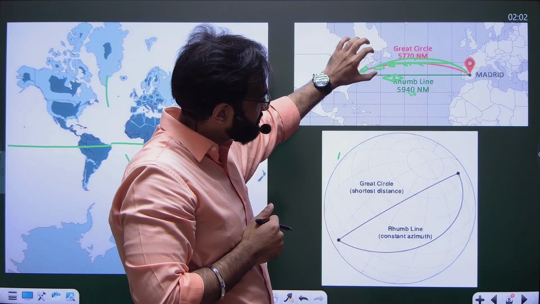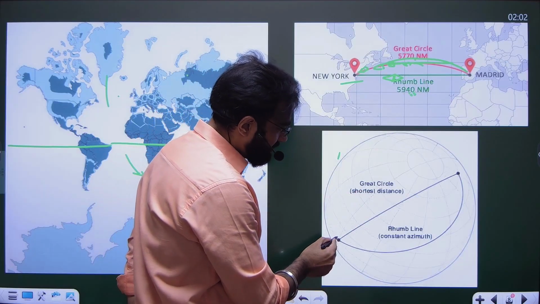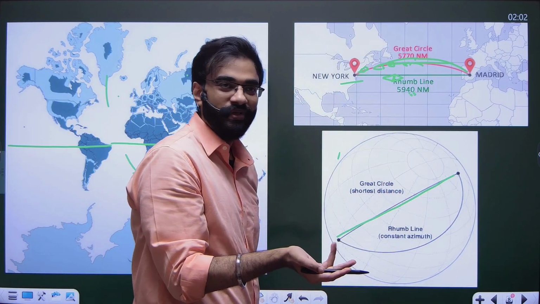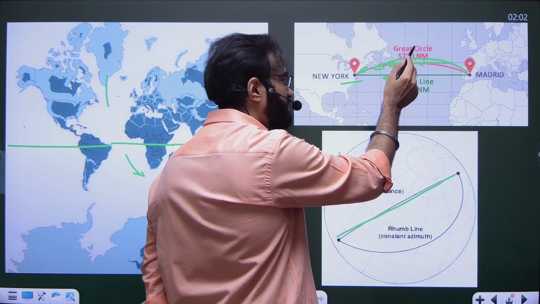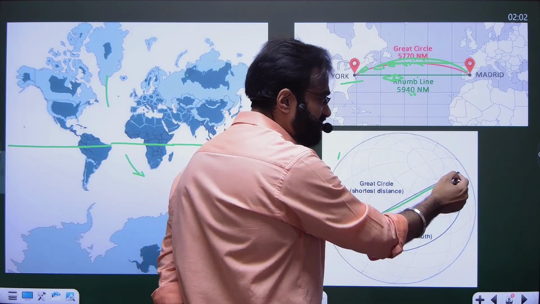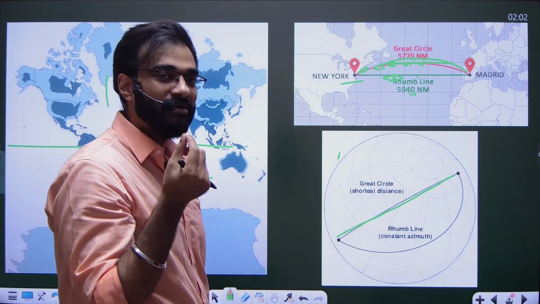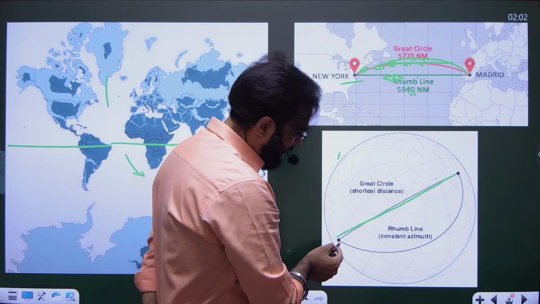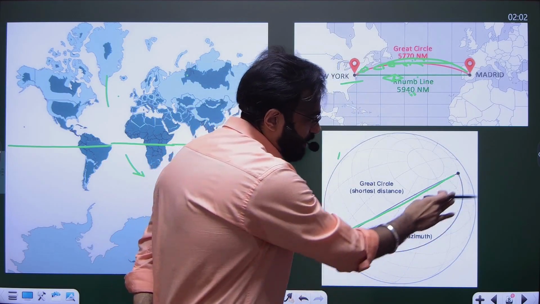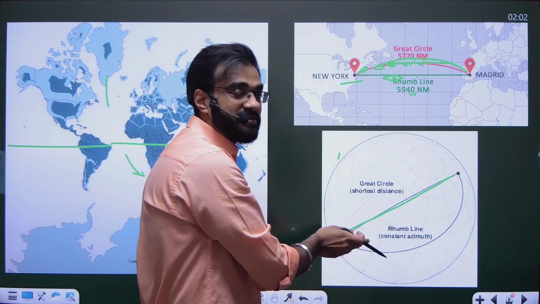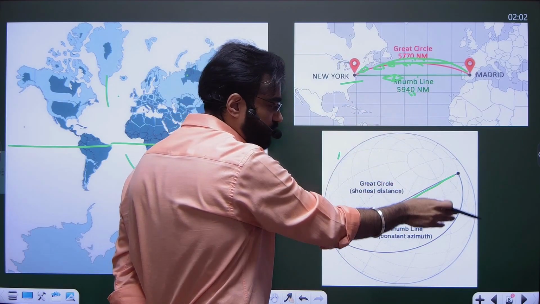And if we try to visualize the same on the globe, the great circle will appear as a straight line. Here it is appearing as a curve, but actually it is shorter than this because it is traversing on a globe. It is a little bit challenging but interesting to understand. Here we can observe that the Rhumb line is at a greater distance. It is longer than this. It is the actual figure.